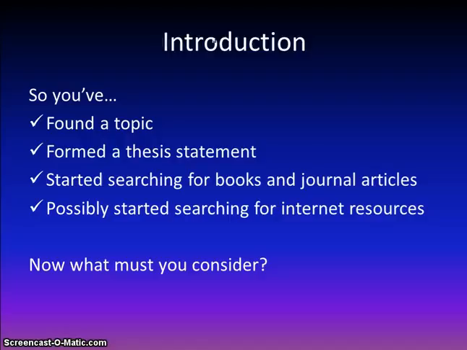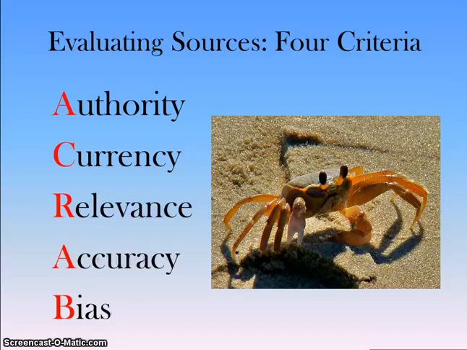This is why it's important to know how to evaluate information you find. You should also do this with any resource: website, newspaper, journal, magazine, etc. So how does one evaluate information? Well, if you consider 5 specific criteria with the convenient mnemonic device of a crab, you'll have a good idea if a source is acceptable to use in your paper. These criteria are authority, currency, relevance, accuracy, and bias.